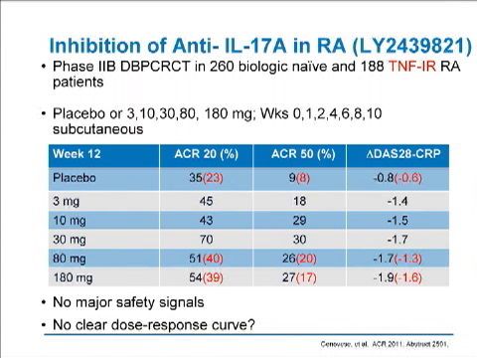There was a placebo arm, and the data is shown at 12 weeks. There's dosing of 3, 10, 30, 80, and 180 milligrams. In other words, there is a 60-fold range in antibody dosing. I want to emphasize that there was no major safety signal seen in any arm of either study.